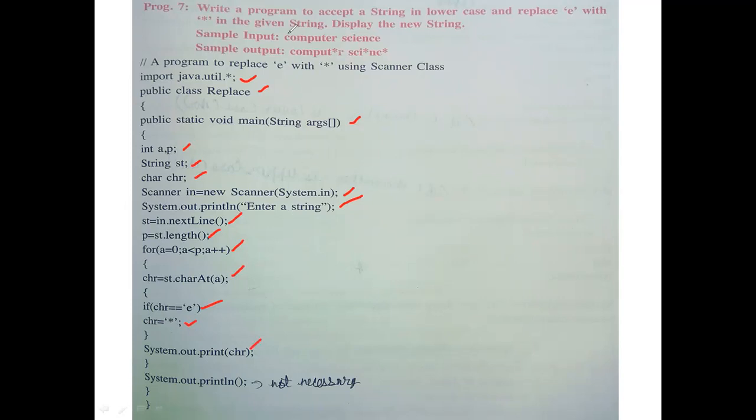See, if C here first time, C is not equal to E, so it remains C only, and it prints C. Next time O is not equal to E, it prints O. But when it comes to E, it becomes star, and that is printed. Simple or not? And the loop ends, the program ends, finished. 15 marks program those days. Now for you, maybe for 10 marks.